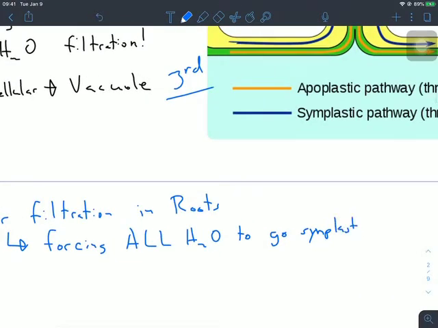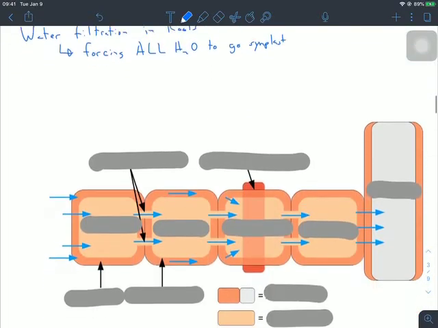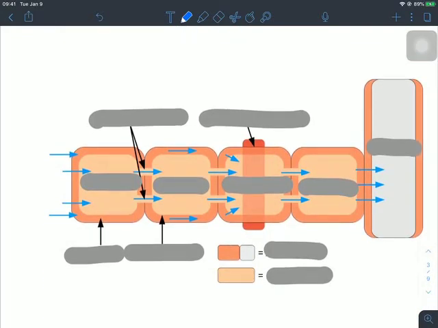Even though it may have moved initially through the roots via apoplastic absorption, it needs to be forced symplastic in order for the water to be filtered. So we want to find a reason in order to push it into aquaporins and keep it out of the cell walls. Well, let's take a look at the structure of the plant root that allows that to happen.